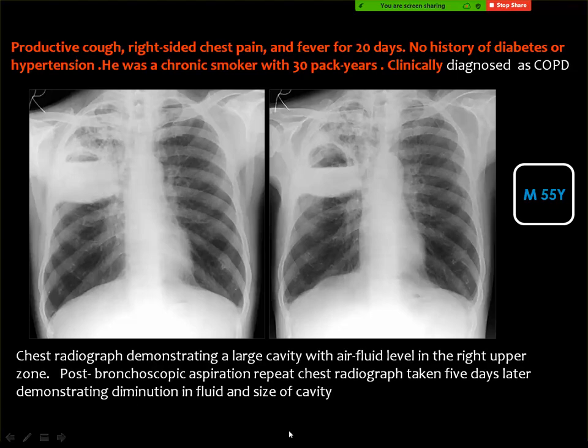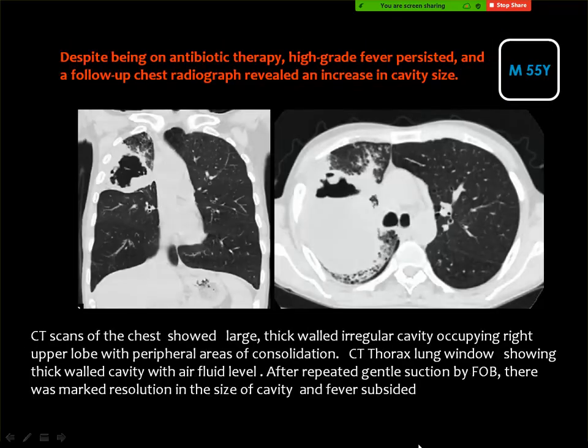Then the patient had a bronchoscopic aspiration of the lesion, and this is the follow-up chest X-ray. After aspiration, there is some regression of the cavity with still the inflammatory changes around the abscess. Then after a few days, the cavity has regained and it's more sizable. And this is the CT scan performed on discharge of the patient before this follow-up.